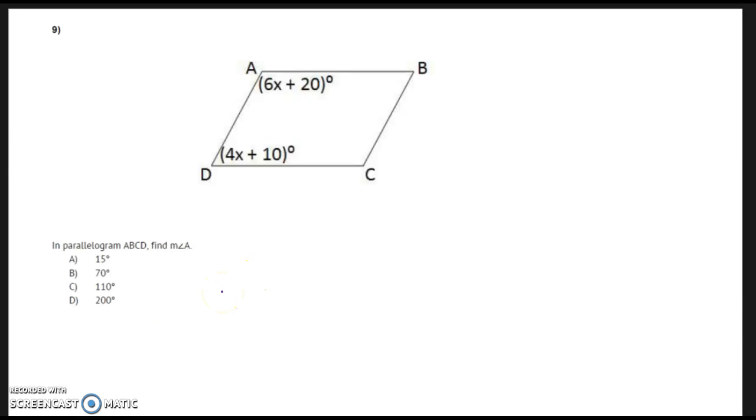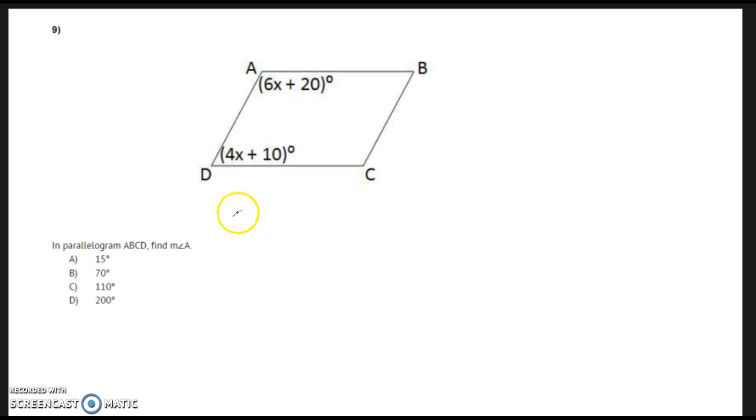Number 9 asks us to find the measure of angle A. Now, you might wonder how we're going to do that with the information that we've been given here. Well, actually, consecutive angles in a parallelogram add up to 180 degrees. This is a property of parallelograms. Consecutive angles add up to 180 degrees.